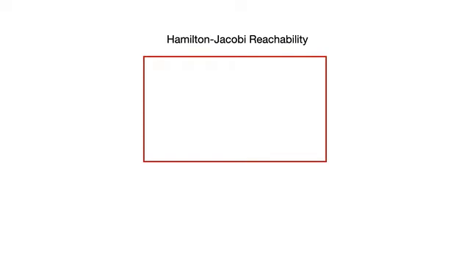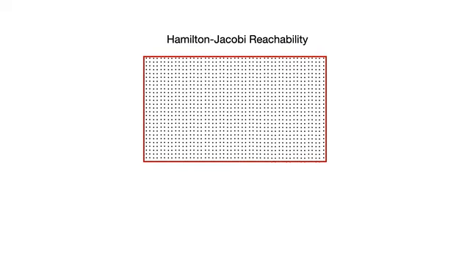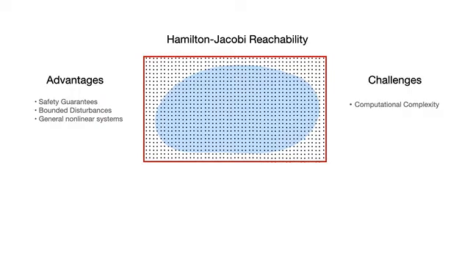One method for producing these safe sets is called Hamilton-Jacobi Reachability. This method grids up the state space and initializes the safe set at the constraint set. It then applies dynamic programming to produce the safe set. There are many advantages to this method, but the major disadvantage lies in its computational complexity. This restricts HJ reachability to be used only offline or with very simple system models.